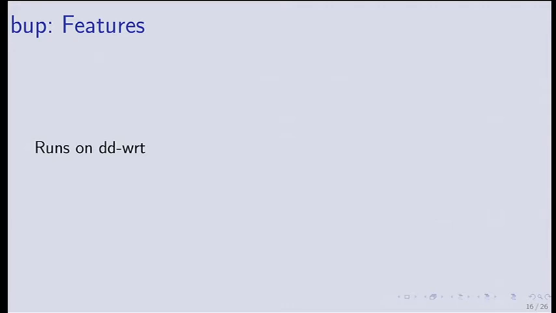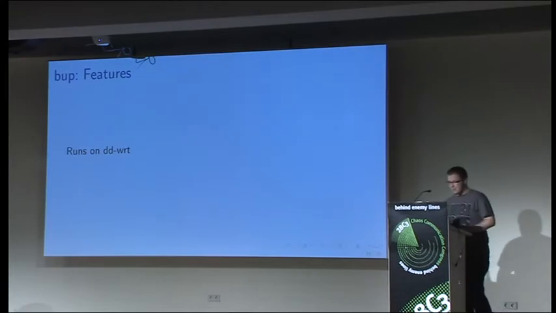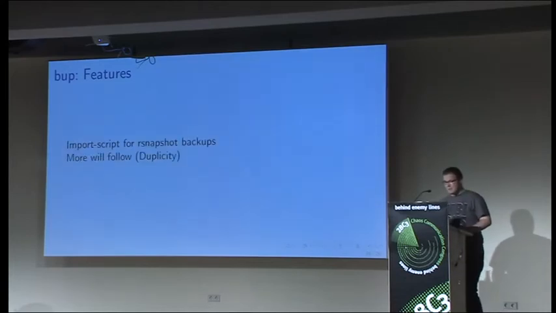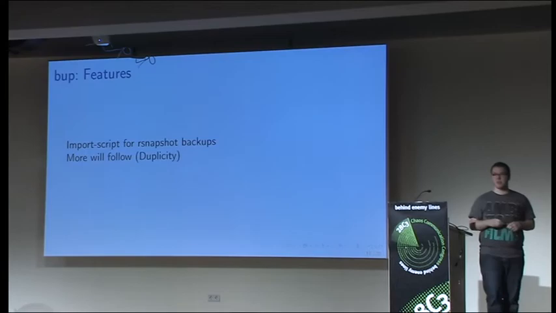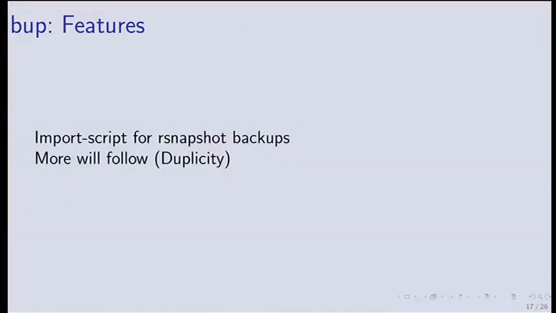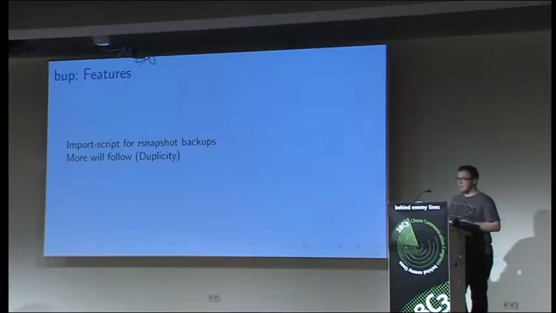Yeah, you can run it on your router, on your NAS, whatever. Pretty neat. We have an import script for rsnapshot. So if you're using rsnapshot right now and think about using bup from tomorrow on or from next year on or whatever, there's a script for it, and it doesn't just save your rsnapshot tree, but it also creates commits with the correct timestamps. Probably more will follow.